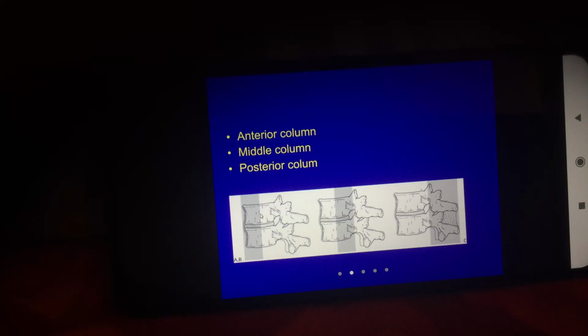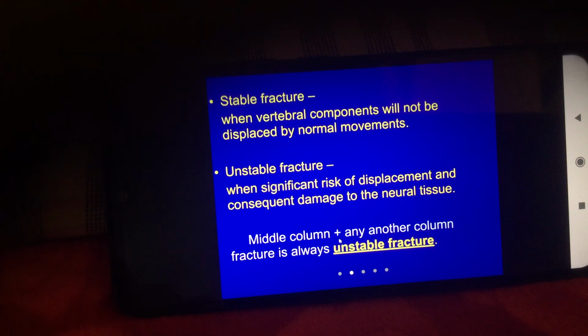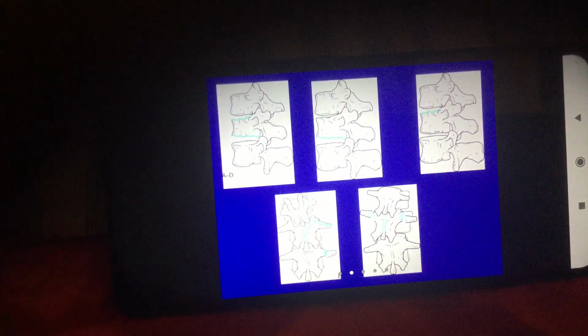Any two-column fracture, be it anterior and middle, or middle and posterior, or anterior and posterior, that is, if there is involvement of two columns, that is an unstable fracture. Middle column with any other column, be it anterior or posterior, the fracture is always unstable.